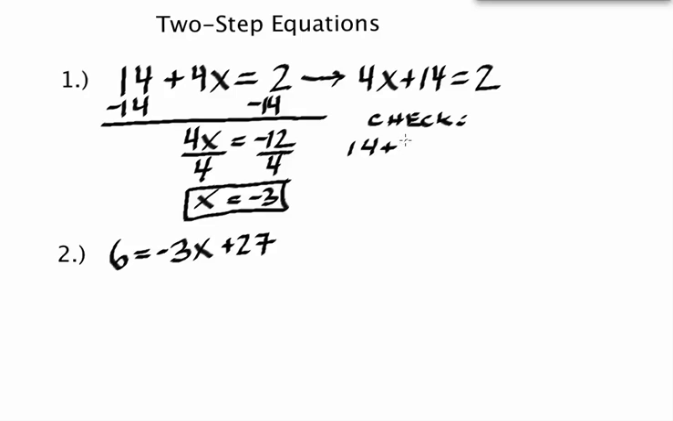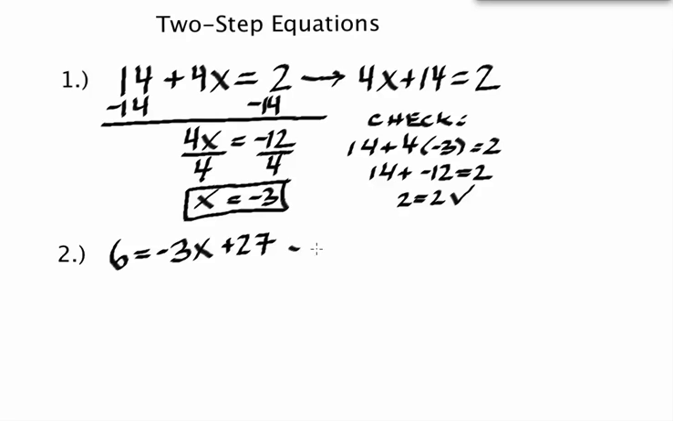14 plus 4 times negative 3 equals 2. We know that 4 times negative 3 is negative 12. 14 plus negative 12 equals 2. And 14 plus negative 12 is like saying 14 minus 12. 14 minus 12 is 2. 2 does equal 2, and it checks out. So we're good here.